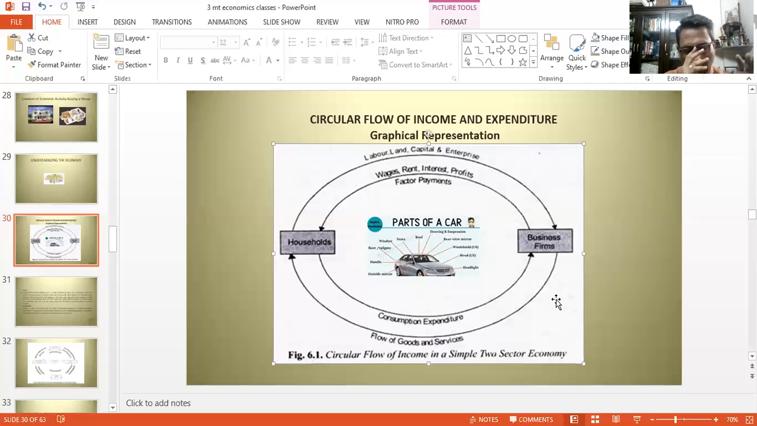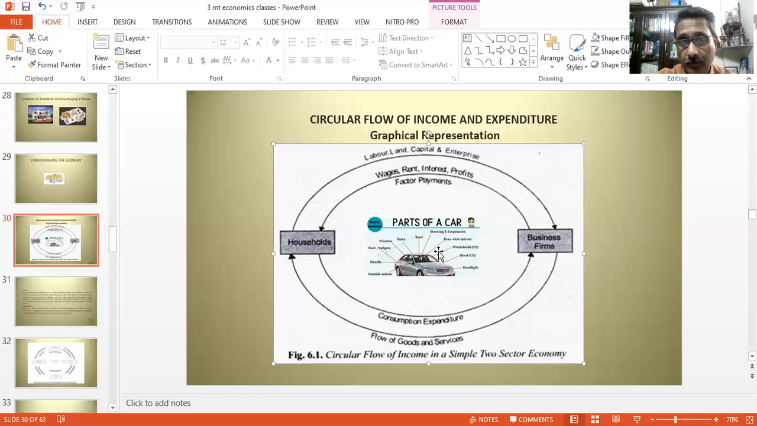You have one angle, the factor markets operating with the factor inputs. The other angle is the product market operating with the provision of products and the flow of goods and services and rewards. A simple graph which can explain how economic activity goes through. Now, let us get into the next stage. There are more participants than what we think.